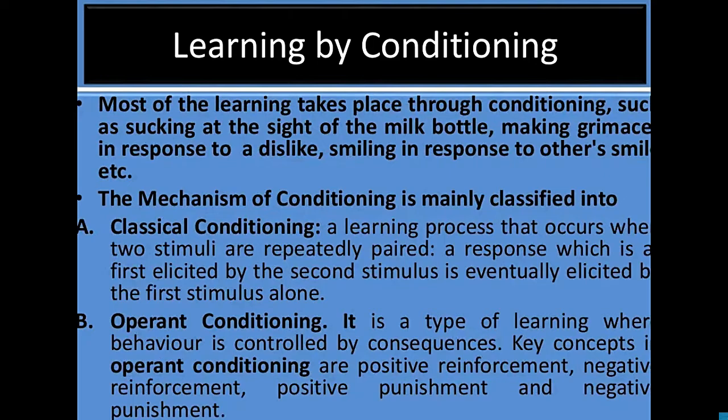Second, operant conditioning. It is a type of learning where behavior is controlled by consequences. Key concepts in operant conditioning are positive reinforcement, negative reinforcement, positive punishment, negative punishment.